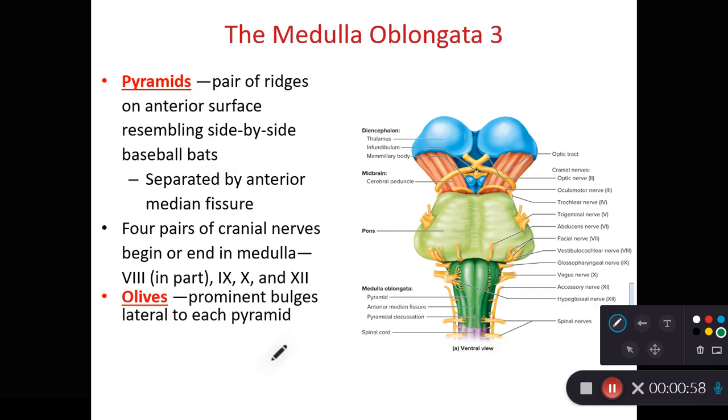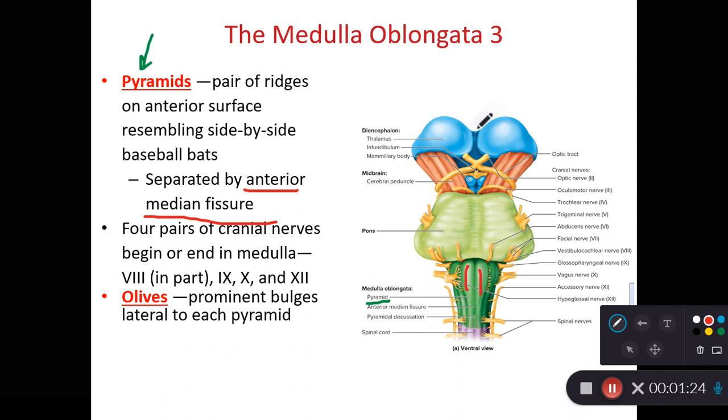Now, as we look at the medulla oblongata, it's going to have some pyramids. These pyramids are ridges on the anterior surface. We have one right here and the other one right there. Those two ridges hug the mid-sagittal plane and are anteriorly located. They're separated by a structure known as the anterior median fissure.